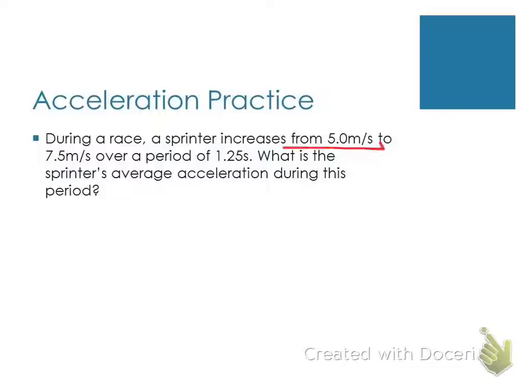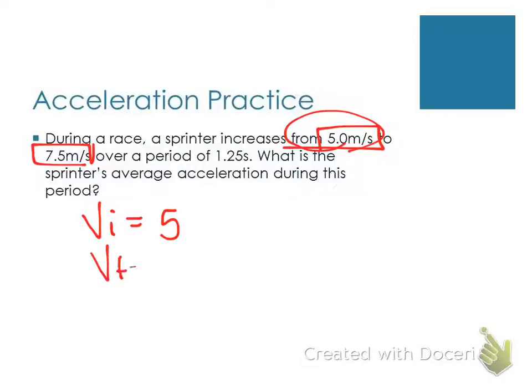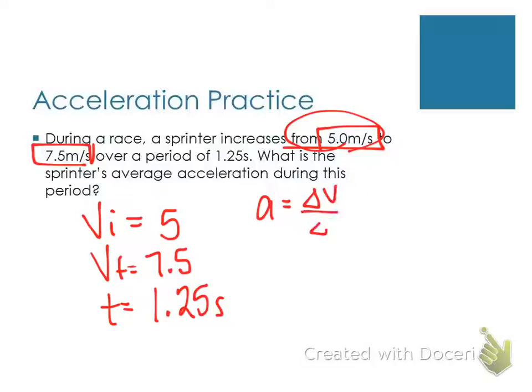It tells us we increase our velocity from 5 meters per second to 7.5 meters per second. Which of those do we know is our initial velocity? 5, good. And initial velocity we label as v sub i. Okay, so we know that is 5 because it says it increases from 5. So our final velocity then is 7.5, good. And the time that it took us to do that was 1.25 seconds. Average acceleration, we're always going to be solving for the average.